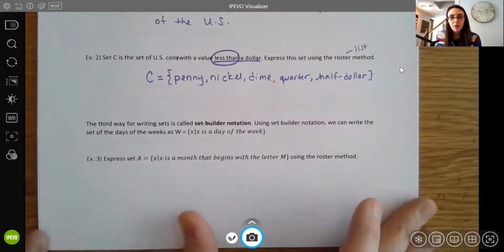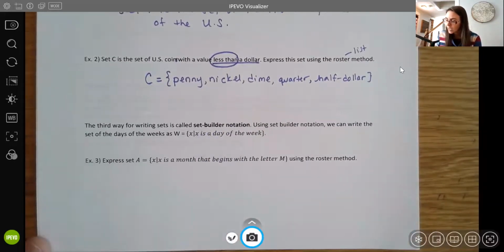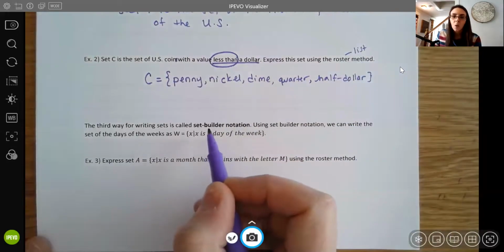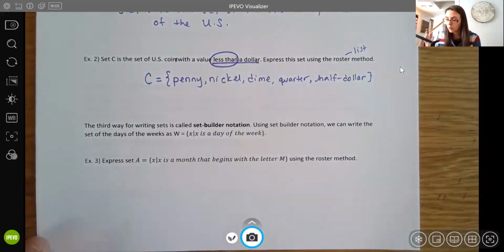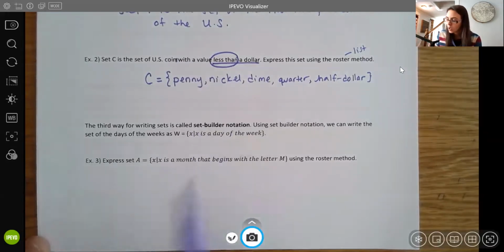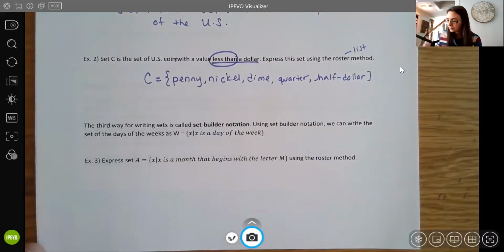Now, there's a third way that we can write sets as well, and this is called set builder notation. And realistically speaking, we tend to use either the roster method or set builder notation. Again, we could use the word description, it's just not used as often. So we tend to use something a little bit more formal than the word description, called set builder notation. And you may have seen this if you've done other algebra classes.